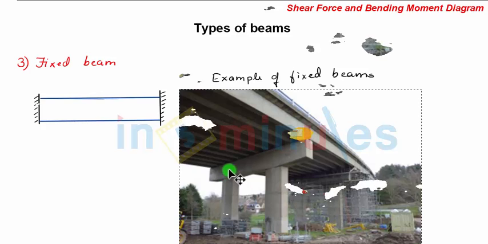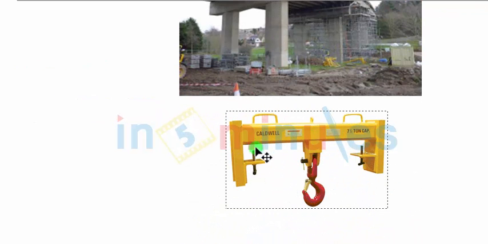rotation about this end. Another example of this fixed beam is the single hook beam, in which we have this beam which is fixed into this body part support and the load is acting at the center by means of this hook. This hook can be used to raise any weight.